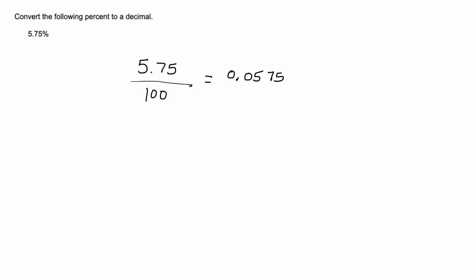0.0575. Now I want to note that dividing by 100 is the same thing as moving the decimal 2 places to the left. So you can simply just move the decimal 2 places to the left, or you can divide using your calculator. You'll still get the same answer of 0.0575.